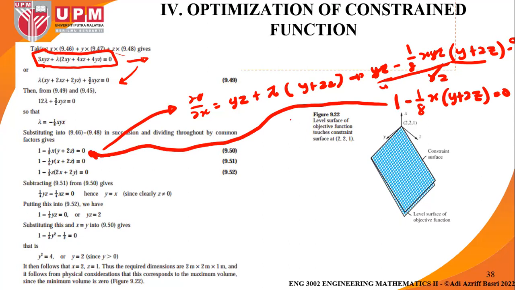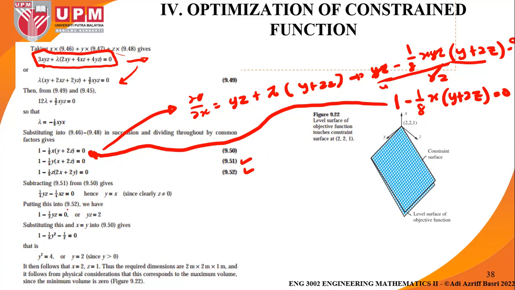Okay, same. Similar method for the second equation, 9.51, and the 9.52 equations. Okay, so from here, the objective is to find x and y. Lambda you already have in terms of x and y, so substitute in terms of these equations. At the end, you get 1 over 4 yz minus 1 over 4 xz equal to 0, where y is equal to x. Okay, you simplify this one.